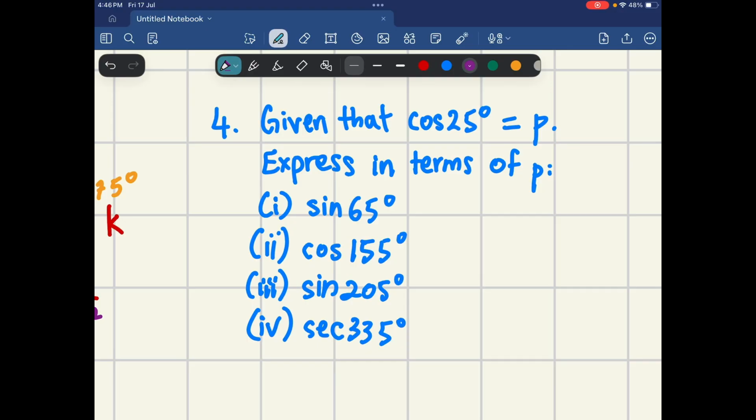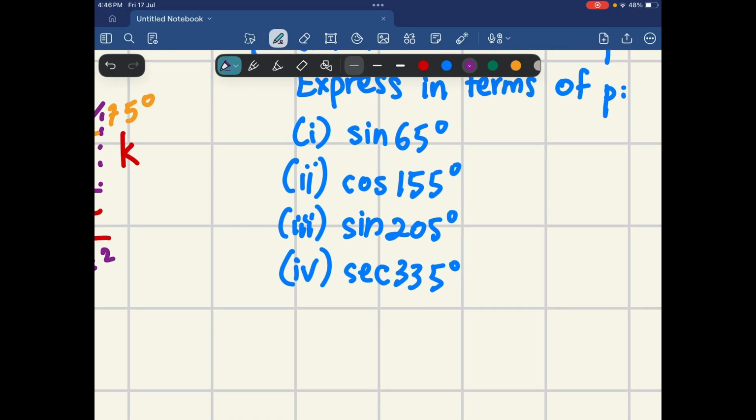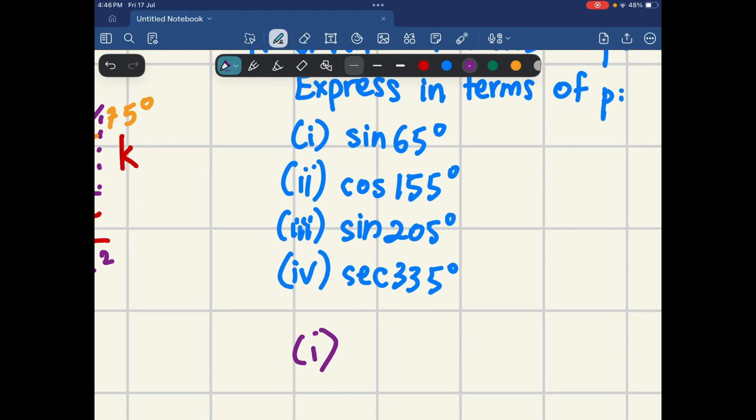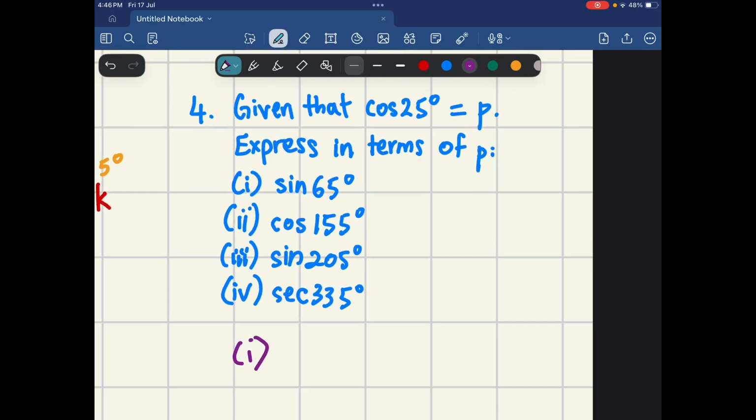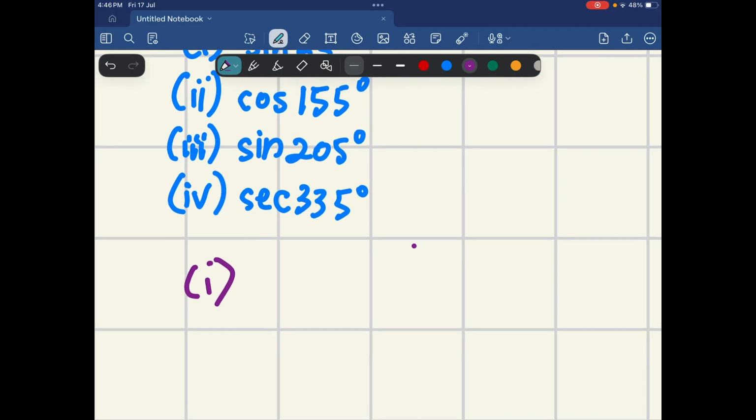Question 4 is similar, it's basically the same thing. So they gave us that cosine 25 degrees is p, and we have to express these values in terms of p. So sine 65 degrees, when we draw it out, this will be your 65 degrees. And we have to find sine of this.